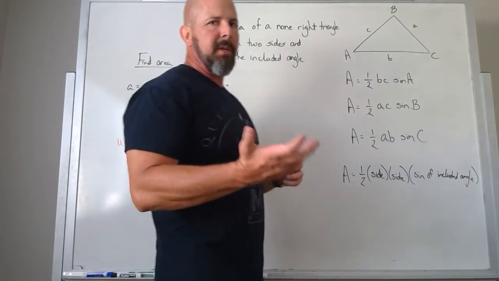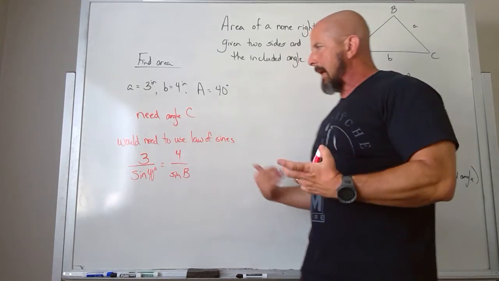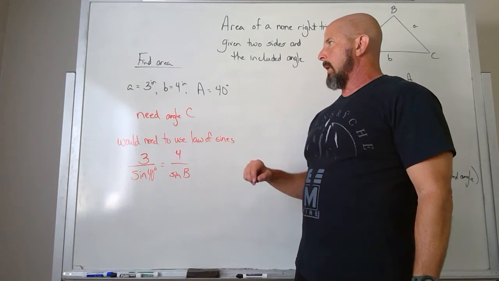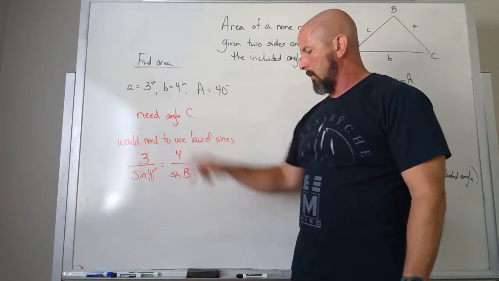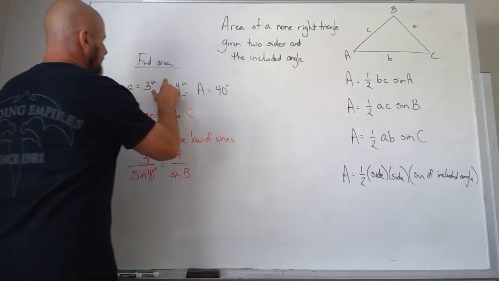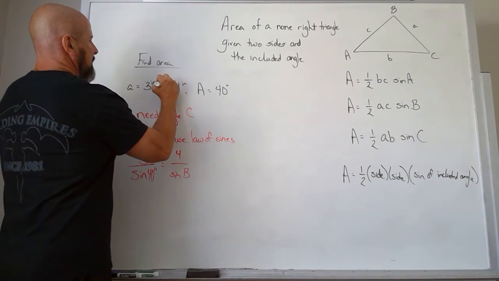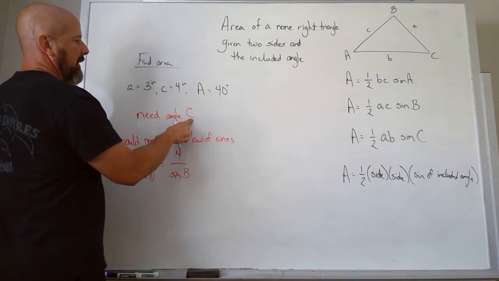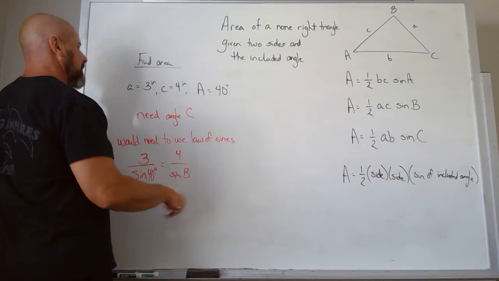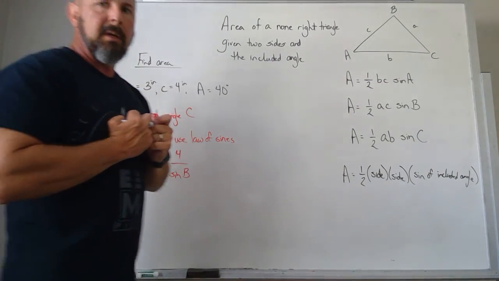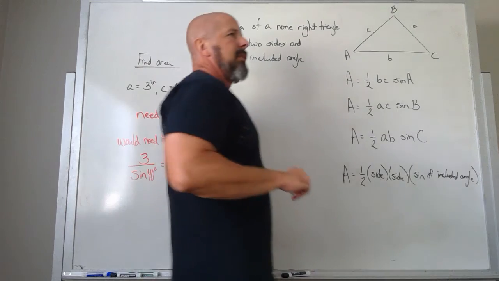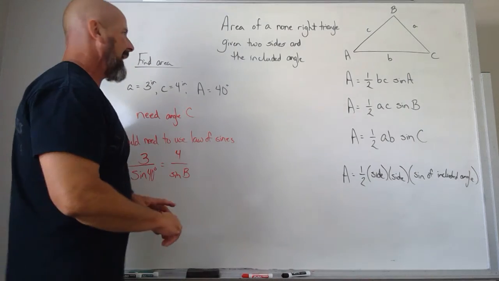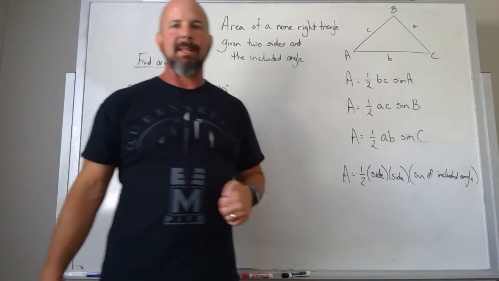Most of the time we're given what we need, but if we're ever not, we can go back to the law of sines and figure out the angle that we're going to need. Sometimes we could go directly to it. So if I gave you A and C, that means you need angle B. So it depends on what you're given. If you're not given exactly what you need, then you could use the law of sines to go find that angle or side. But we need two sides and the included angle to work these formulas. Two sides and the included angle.